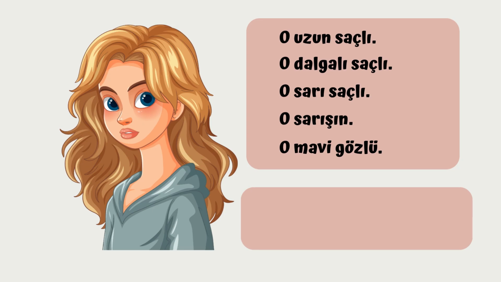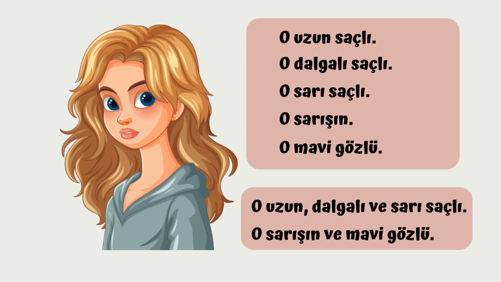As you see, we repeat the same information. We keep using o, and then saçlı, saçlı. So let's combine them all together in one longer sentence. So we can say o uzun, dalgalı ve sarı saçlı. So this is all about the hair. And then we can also combine the last two sentences like o sarışın ve mavi gözlü.